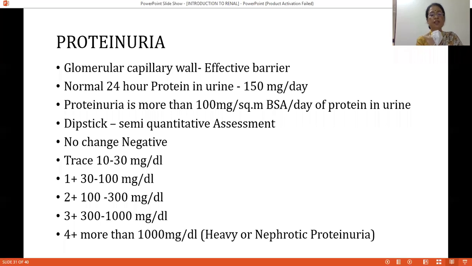Thank you, now 10 minutes. No? So I will tell you the proteinuria part also, because these two are very important. I will go fast in this proteinuria.